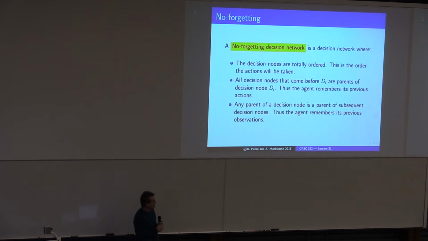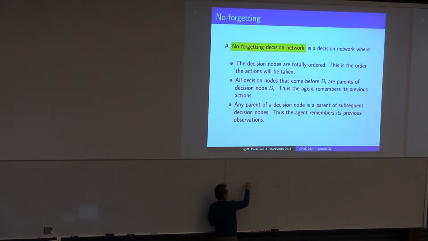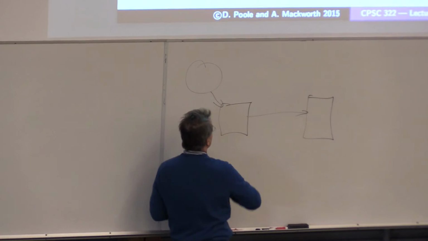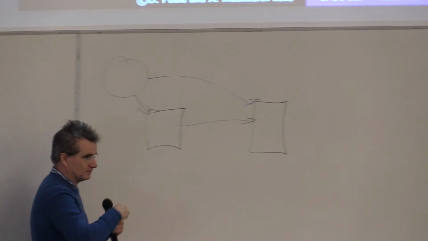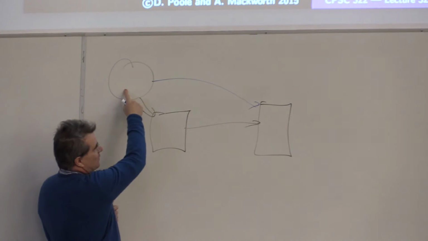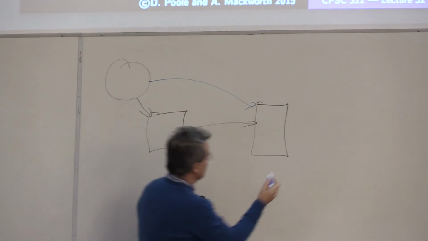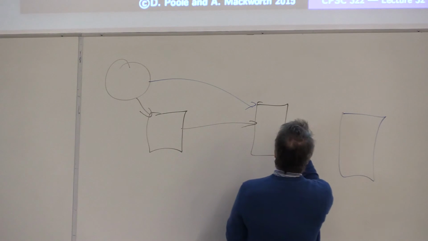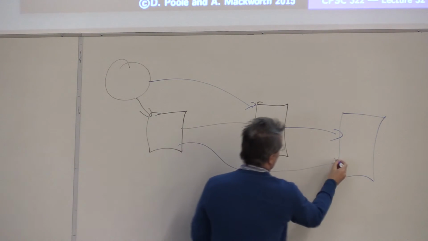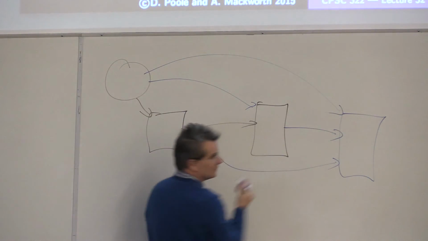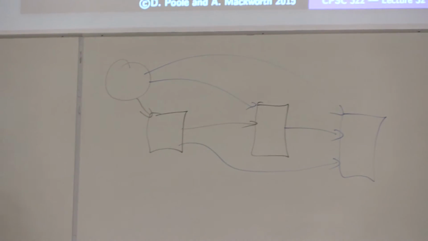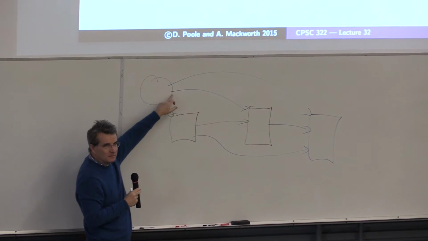And any parent of a decision node is a parent of each subsequent decision node. So if we have two decision nodes, then one has to be before the other. And if this is a parent of this, then it has to be a parent of this as well. This says that if we knew this at one stage for this decision, then we're not going to forget it for this decision. And if this is a subsequent decision, then all of these have to be parents, and this has to also be a parent. So it remembers what it did before.